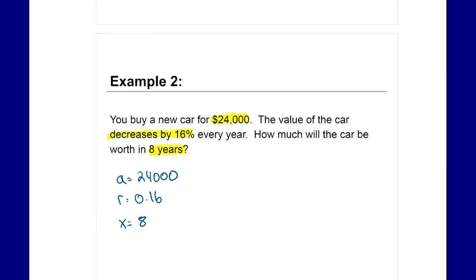We don't have to do any calculations because it's decaying by 16% every year. Right? Because it's every year, we don't have to do any kind of extra calculations. I'm going to plug this all into my formula. y equals a times 1 minus r to the power of x. So y equals 24,000 times 1 minus 0.16 to the power of 8.